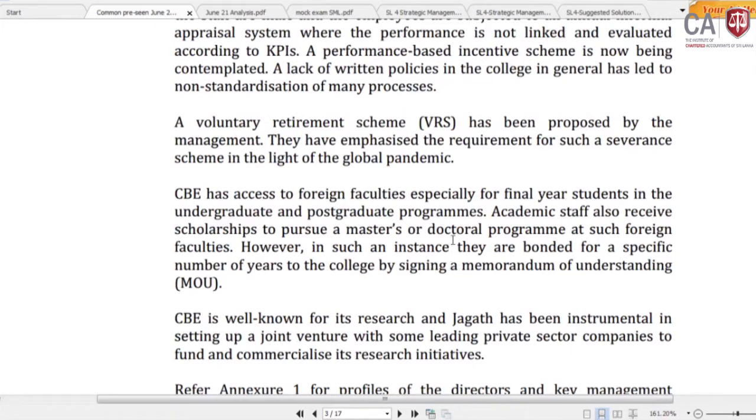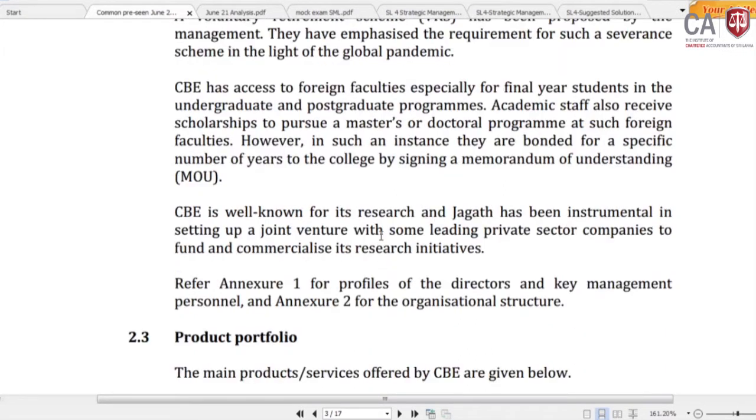Now at present, a voluntary retirement scheme has been proposed by the management. So they have identified the requirement of such a scheme in light of the global pandemic situation. Normally the CBE has access to foreign faculties, especially for final year students in the undergraduate and postgraduate programs. In addition to that, academic staff also receive scholarships to pursue masters or doctoral programs at such foreign faculties. That may be one of the reasons for low turnover of the academic staff.